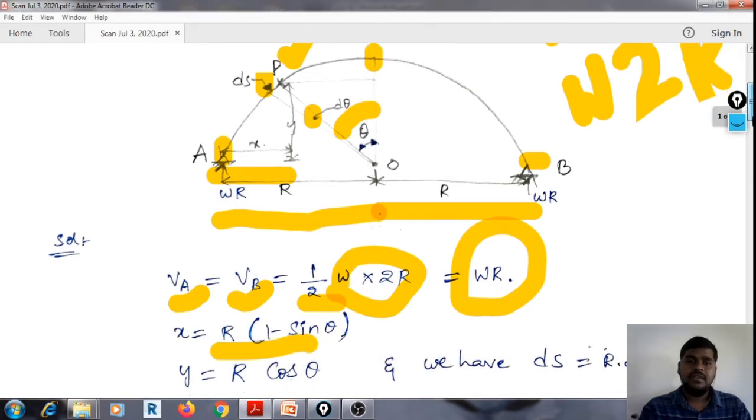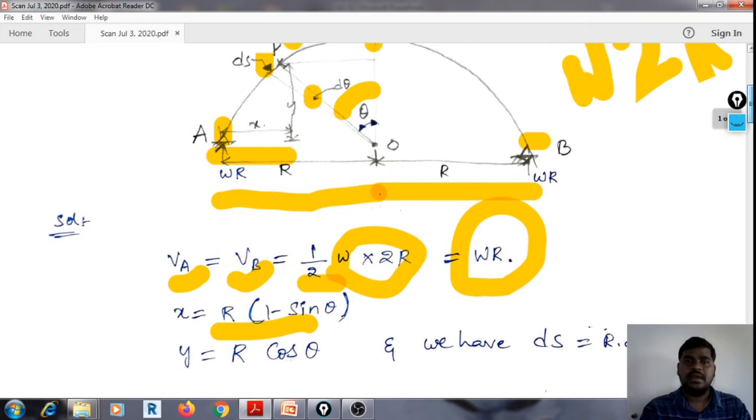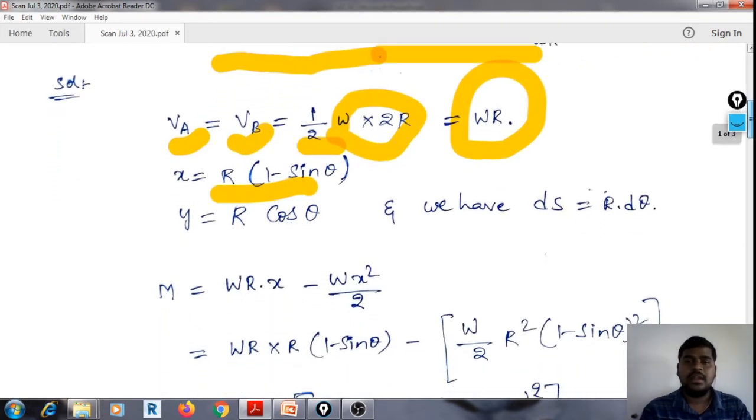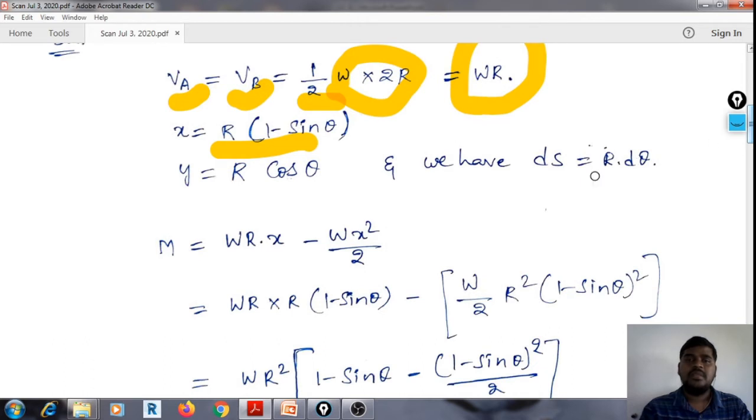And we have y equal to r cos theta from trigonometrical rules. x and y are from trigonometrical basic fundamentals. And if you consider ds, what is ds? That is equal to r into d theta. This is from the arc of a circle. r into d theta gives the ds distance.